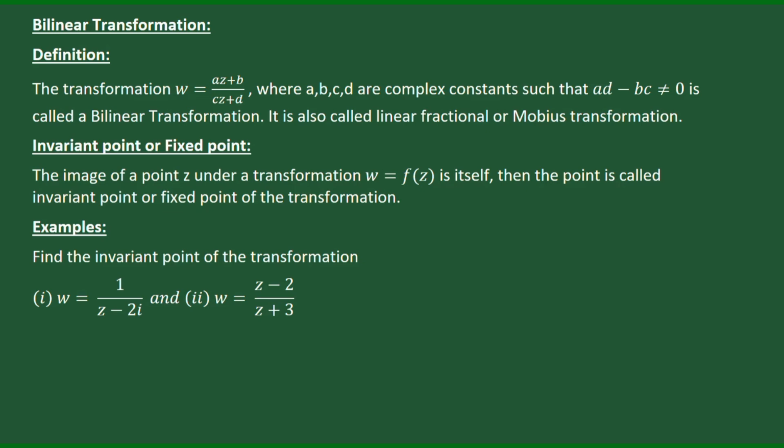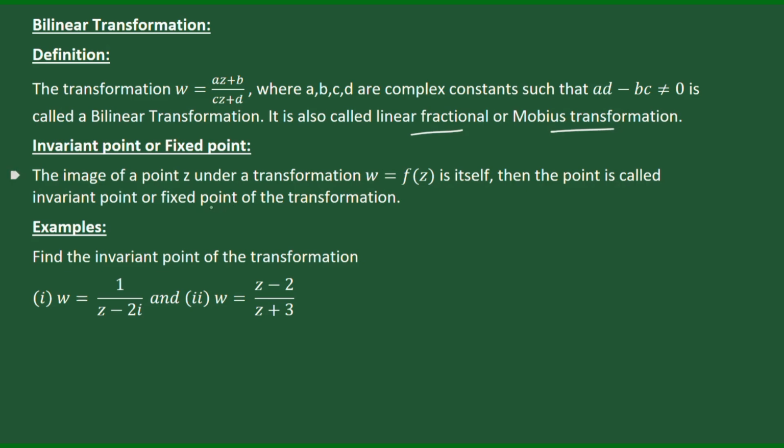In this video, let us see bilinear transformation. The definition: the transformation W = (AZ + B)/(CZ + D) is called a bilinear transformation, where A, B, C, D are complex constants such that AD - BC should not be equal to 0. This transformation is otherwise called a linear fractional or Mobius transformation.